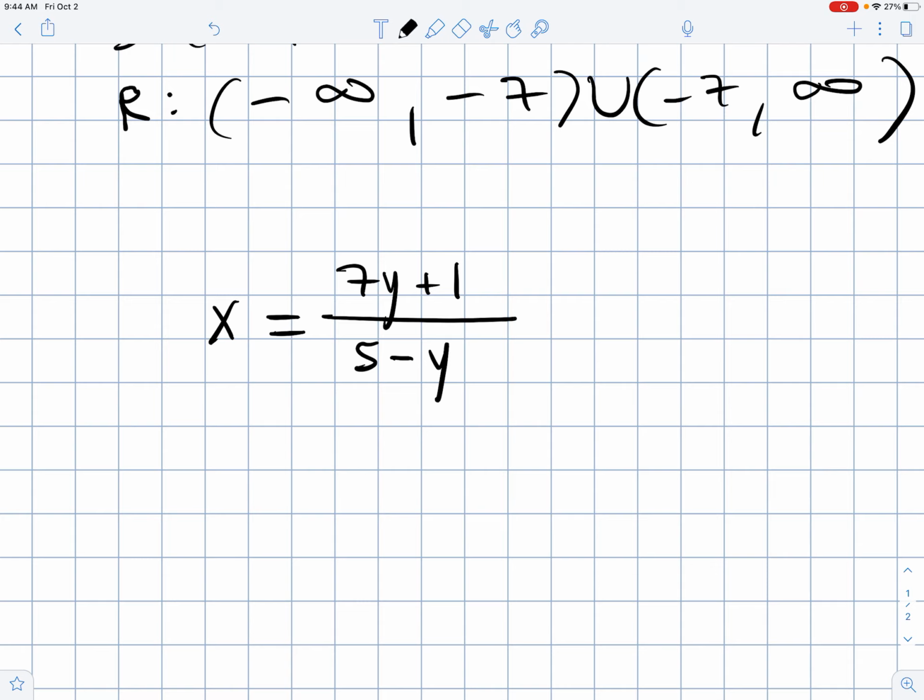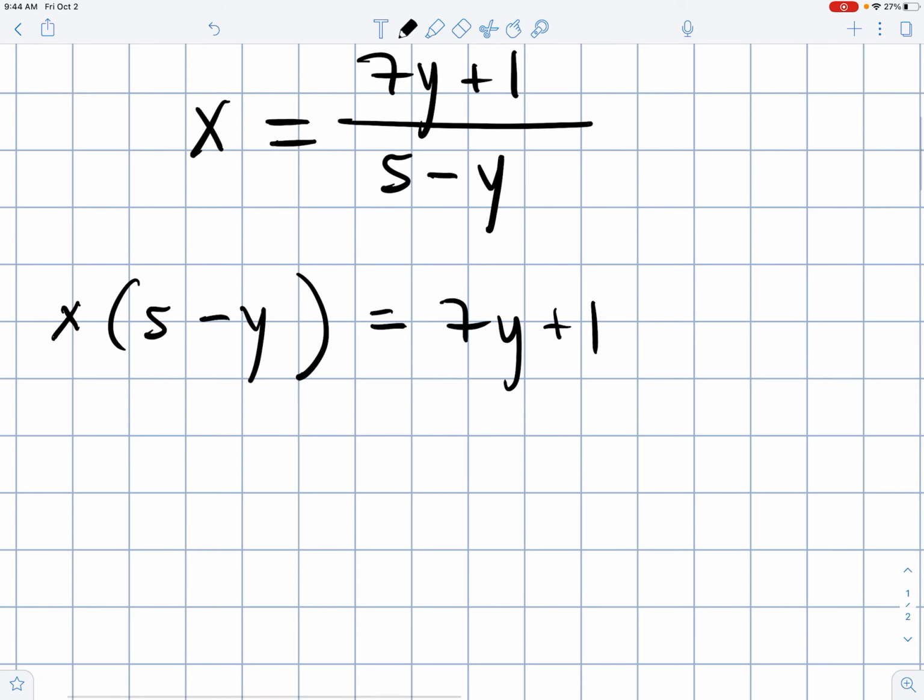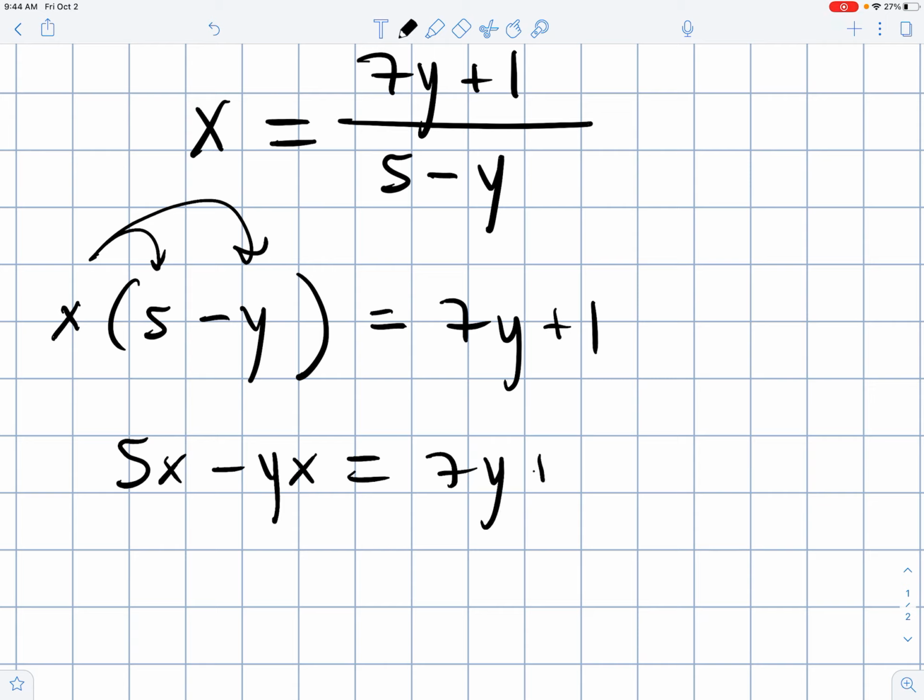Okay. And I'm going to multiply by 5 minus y on both sides of this equation. I want to get that y out of the denominator. And remember our goal is to solve for y. So what I think I'm going to do next is distribute that x in, because I don't really see any other strategies I could use.